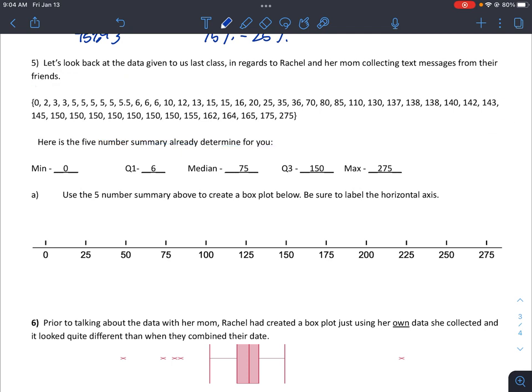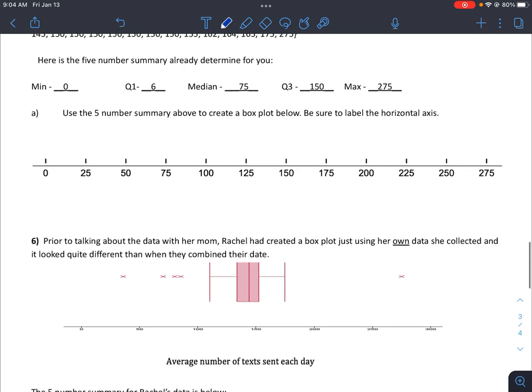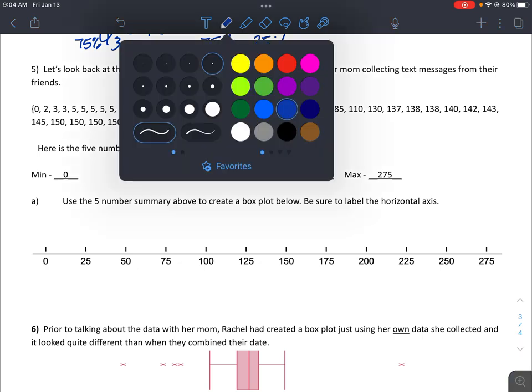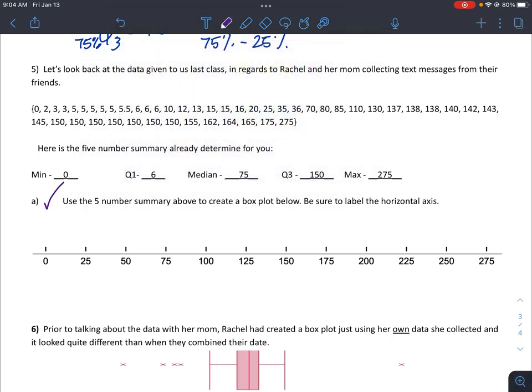But we have our Q1, we have our Q3, we have our min and our median and our max. All right, so we're going to end up with something like this. This is for both Mom and Rachel. So let's switch colors here. The minimum here is 0. That gets a little dash of vertical line here. 275 is on that end, another dash there. The median in the middle, so 75.